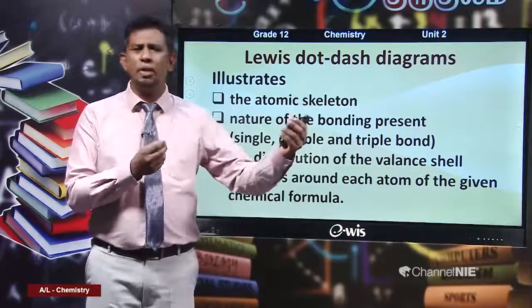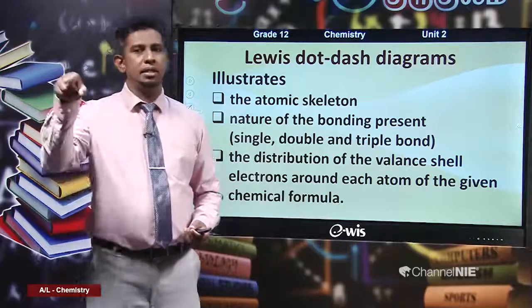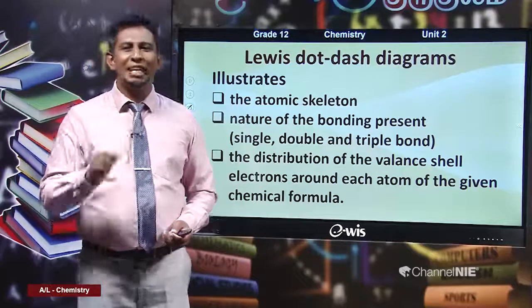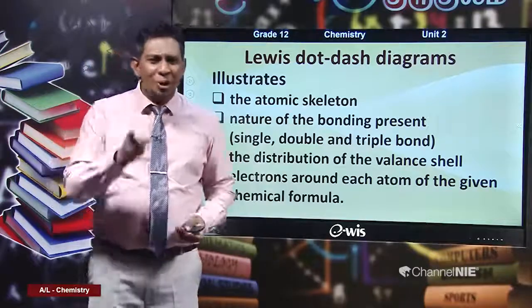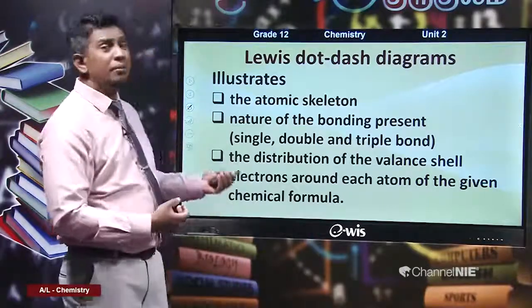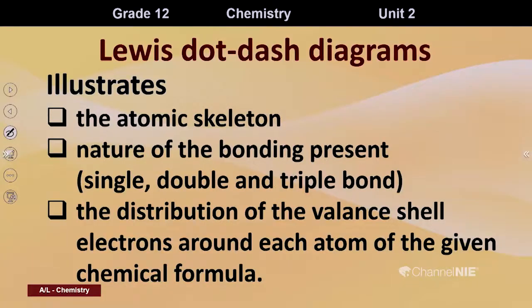Between these atoms you get a double bond, between these atoms it's a single bond only, and between these two atoms it's a triple bond, like that. You won't ever get 4 bonds between 2 atoms. Then it also shows the distribution of the valence shell electrons around each atom of the given chemical formula.